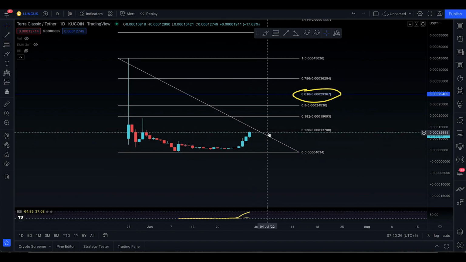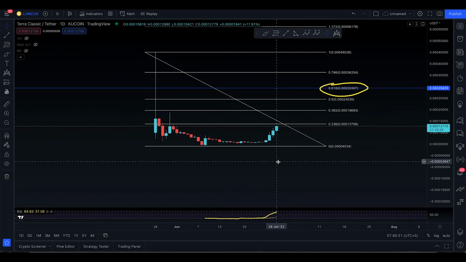So let's see if it forms a little bit of a bullish pattern. I'm going to be interested to invest in it and take a little bit of a trade.